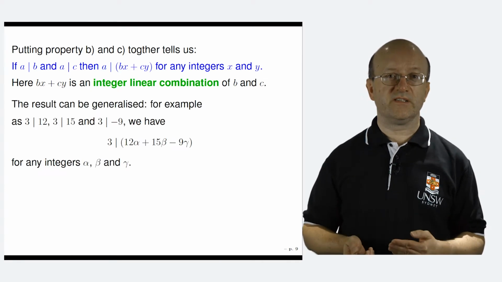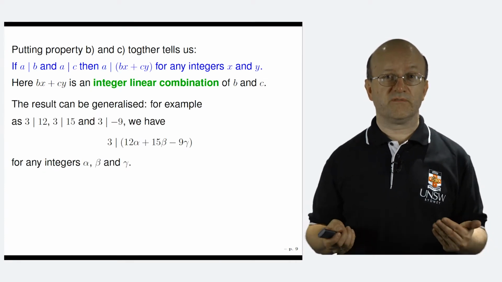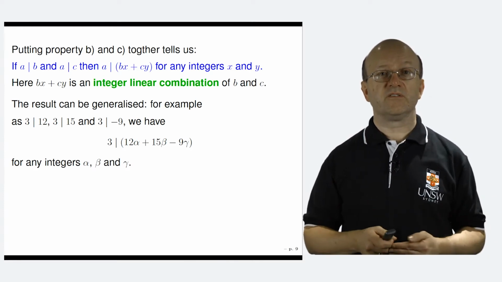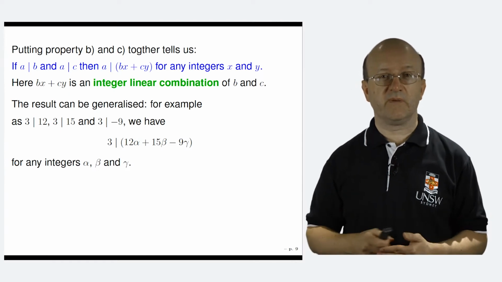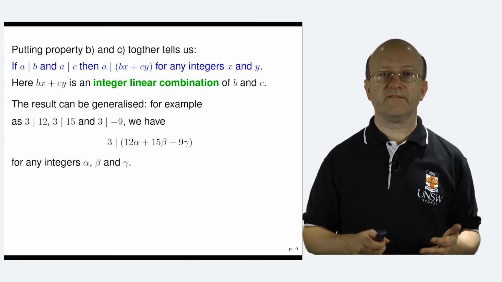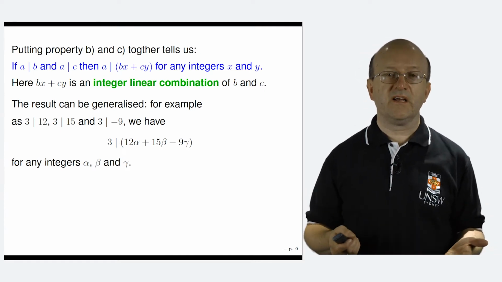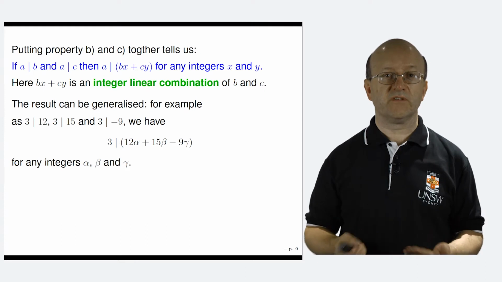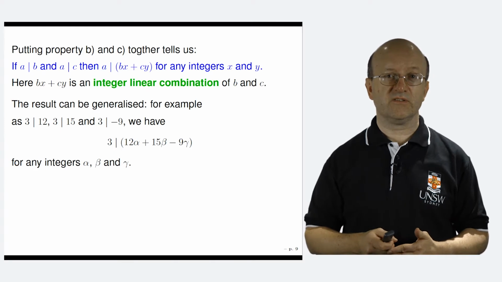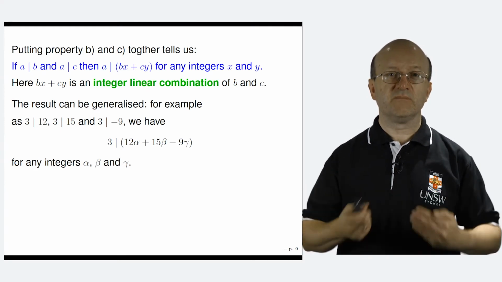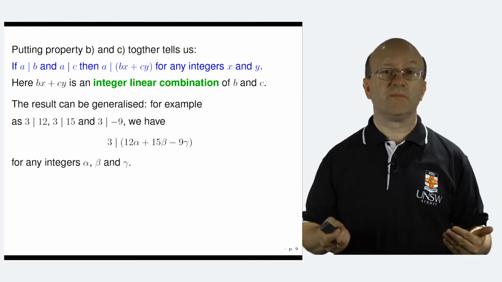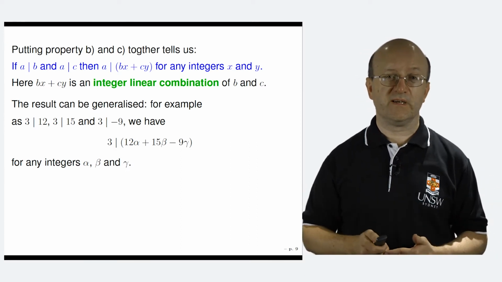And in fact, we can generalize this too, to any number of integers. If we know, for example, that 3 divides 12 and 3 divides 15, and it also divides minus 9, then it must divide every integer of the form 12 alpha plus 15 beta minus 9 gamma for any arbitrary integers alpha, beta, and gamma that you like. And you should easily be able to see why this is true. It's really just using properties B and C again and again as necessary. But you could probably write down a general proof if you were so minded, and I'll leave you to do that if you want.